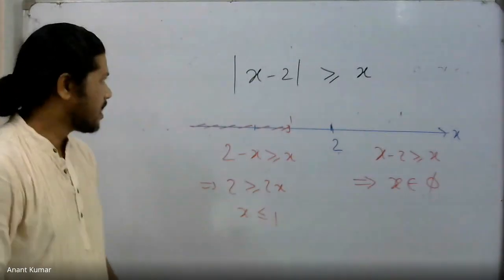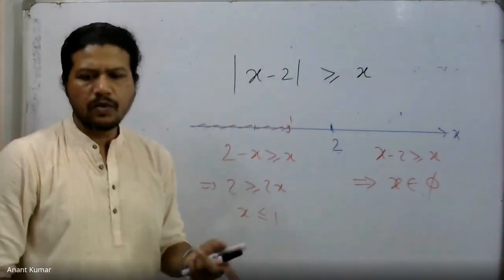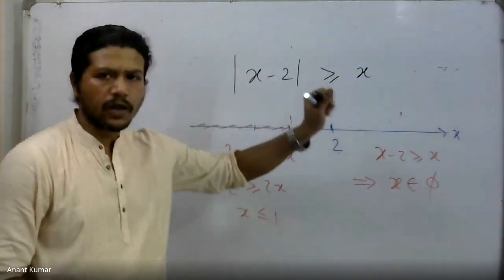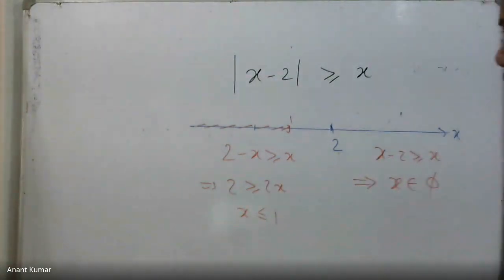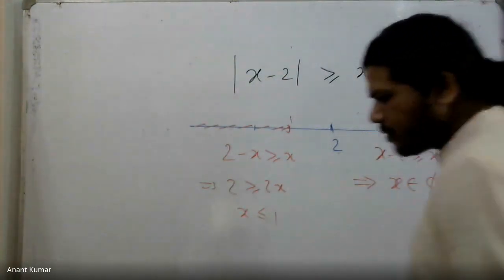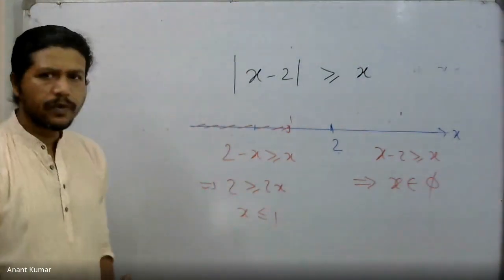In fact, if I check, if I put x equal to 1, I get 1 minus 2 is minus 1, the mod is 1, which is equal to 1. So equality is holding over there, but for every other point to the left, the inequality will hold. So this becomes, in this case, the solution set. It's obviously a very simple expression that we had.